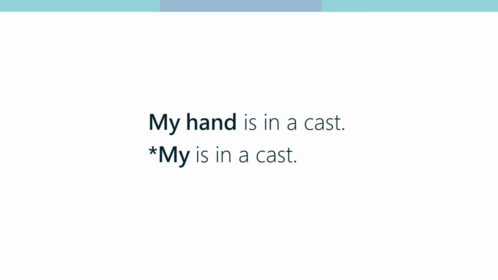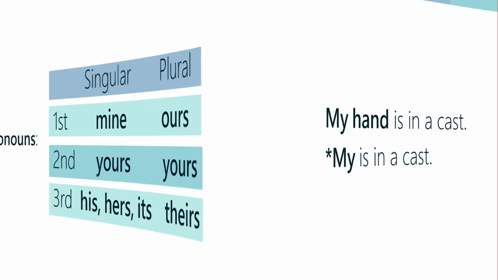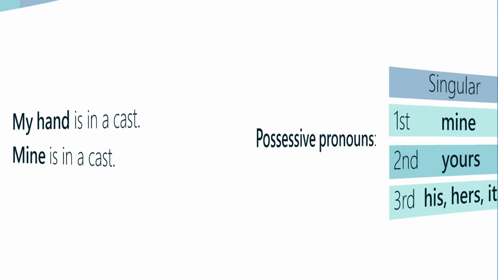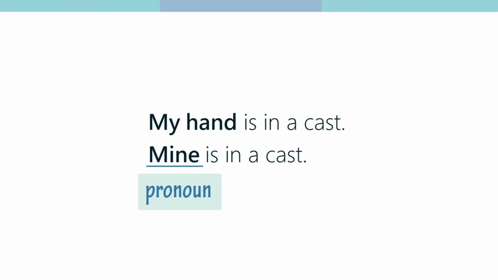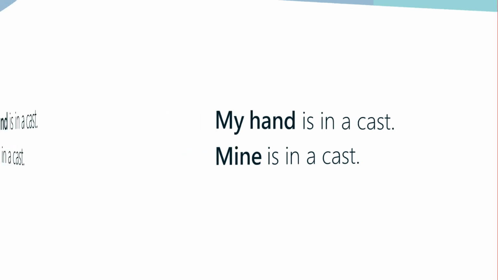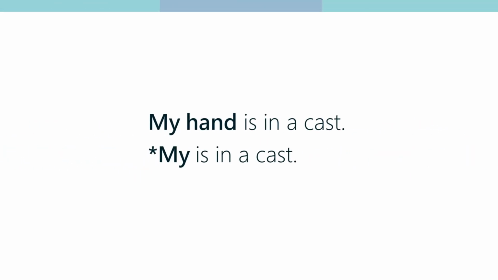In order to do that, you would need to use possessive pronouns, okay? So you can say mine is in a cast. For example, your hand is not in a cast, but mine is in a cast, right? So here, my hand, which is a noun phrase, is replaced by the pronoun mine, but it cannot be replaced by my because my is a determiner.